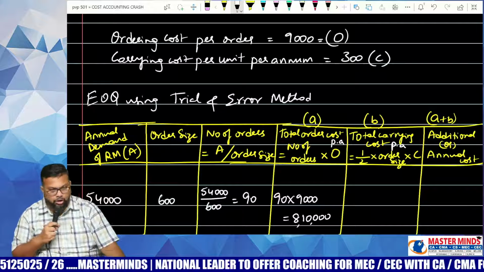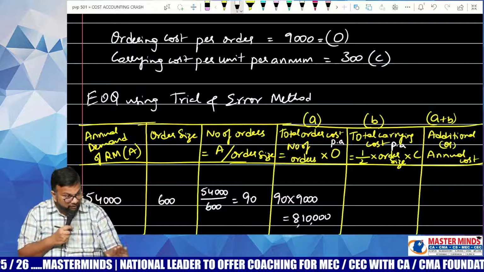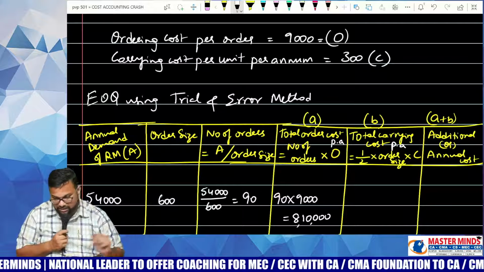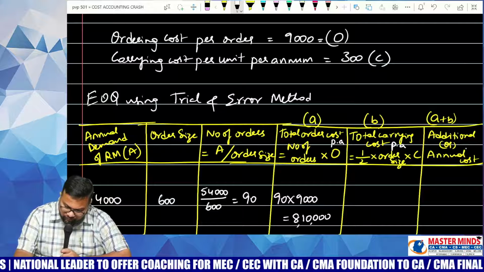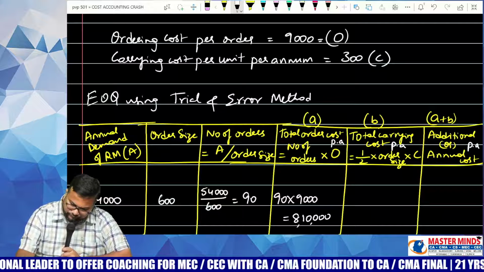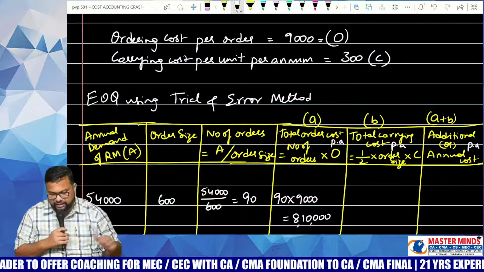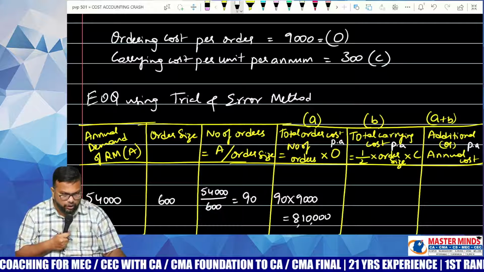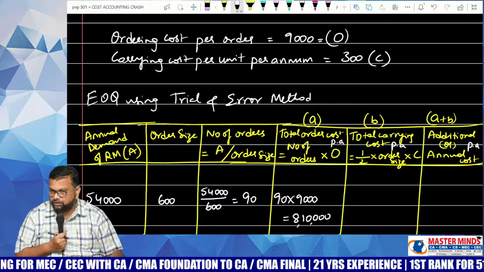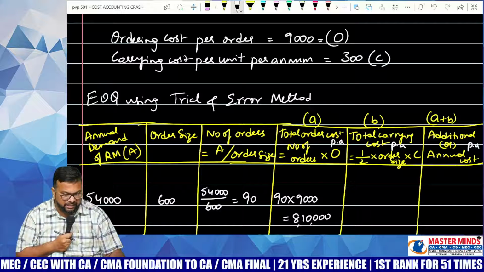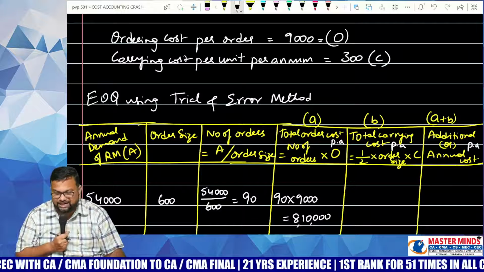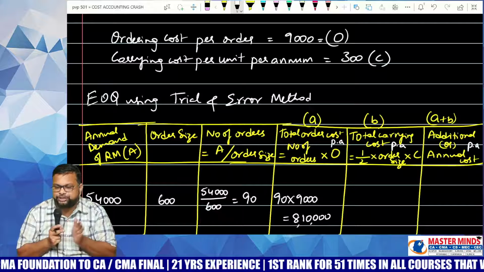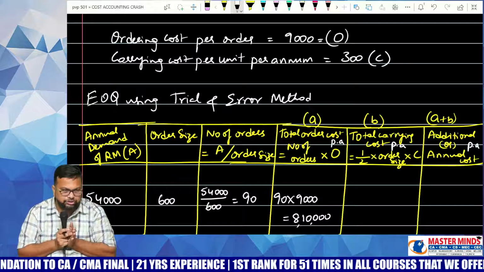Okay. Total ordering cost will be calculated for the entire year, and total carrying cost will also be calculated for the entire year. Additional cost will also be for the entire year, per annum. Now, total carrying cost. What are the elements that are incurred in total carrying cost? Elements means the examples that I have taken. Summation of dash cost is total carrying cost.